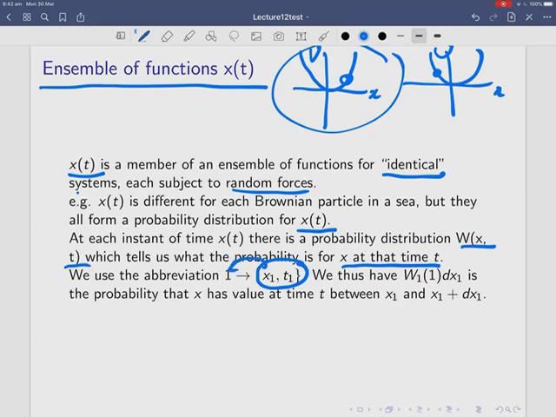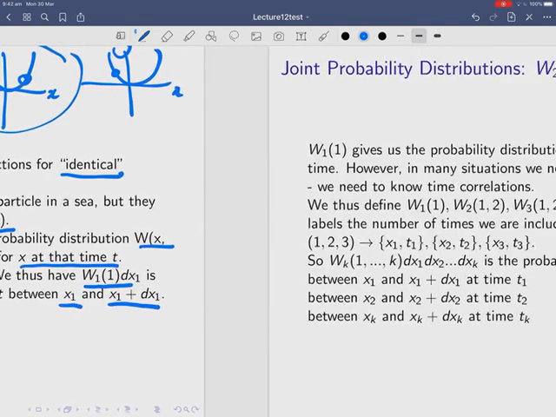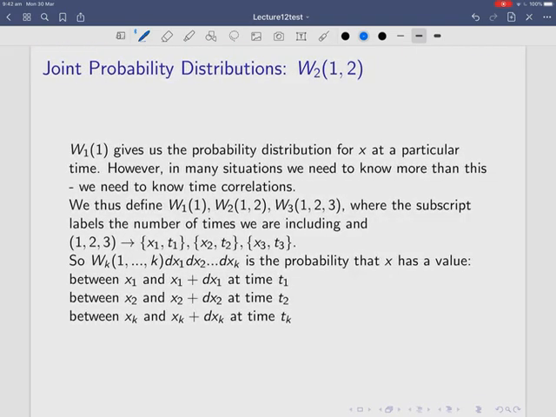Okay, so thus we have W1(1) dx1 is the probability that x has a value at time t1 between x1 and x1 plus dx1. So W is the probability distribution. Okay. Now, this W1(1) gives us the probability distribution for x at a particular time. Okay, but in many cases, we need to know more than this.